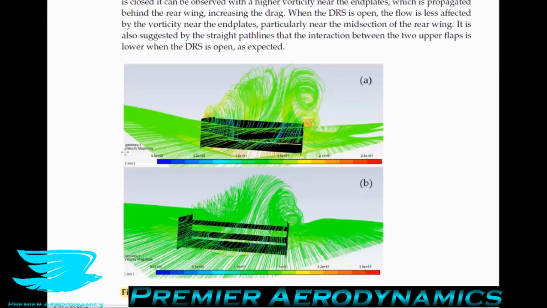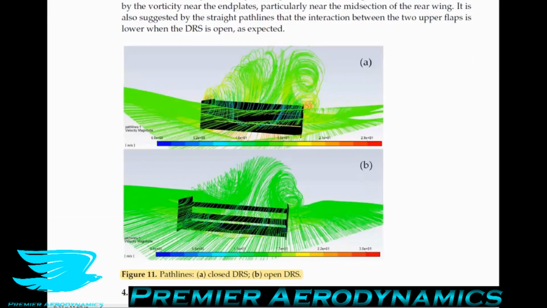So in figure 11, it presents the path lines over the closed and open DRS system. When the drag reduction system is closed, it can be observed with a higher vorticity near the end plates, which is propagated behind the rear wing, which increases the drag.